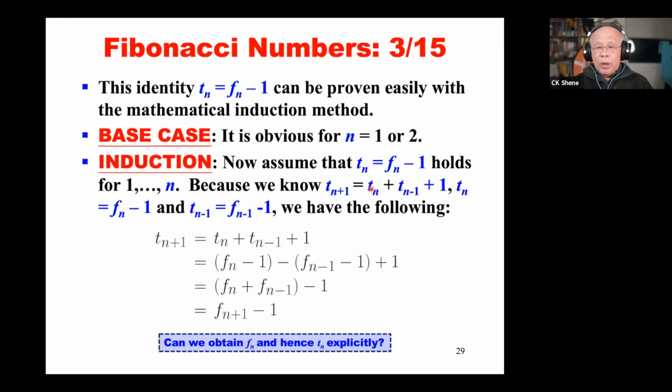Now we want to know this, but we know Tn is equal to Fn minus 1, because we assume that from 1 to n, this expression is true. So Tn is this. Therefore, Tn plus 1 is equal to Tn plus Tn minus 1 plus 1. And that is the recursion formula. Then we replace Tn by this, replace this by this. After some simplification, we have this.